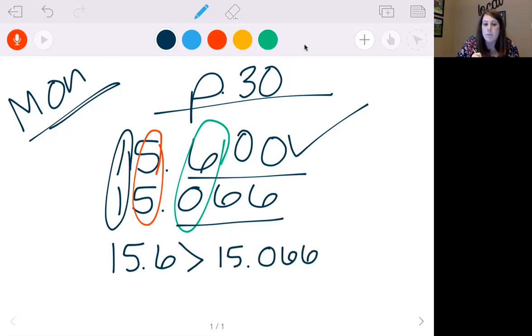Remember your symbols. That's greater than. It's going to eat the bigger number, if you remember that from like third grade. The symbols you need to know, again, are greater than, less than, and equal to. Equal to is going to be the easiest one because they're the exact same thing. So let me look at what we're going to do today and see which ones I want to practice with you guys.